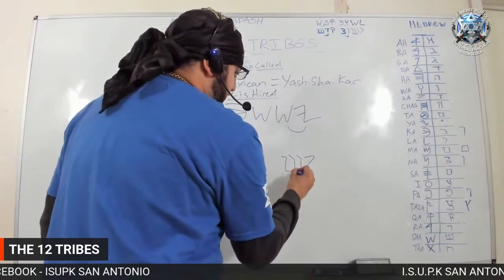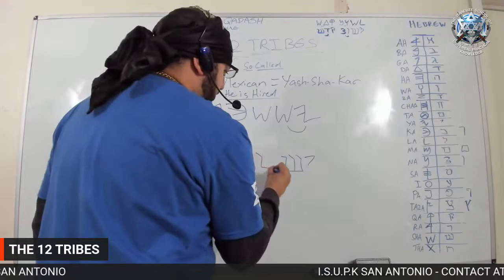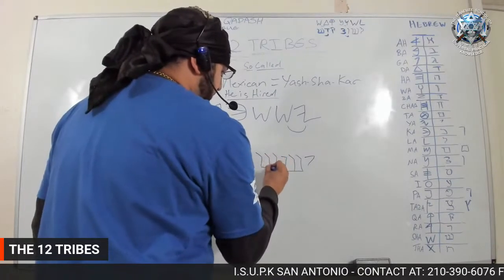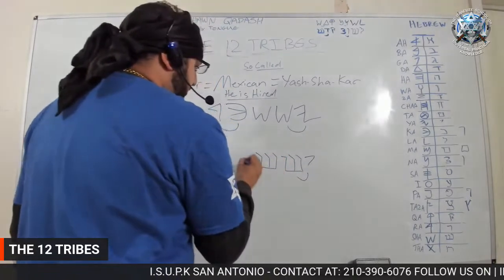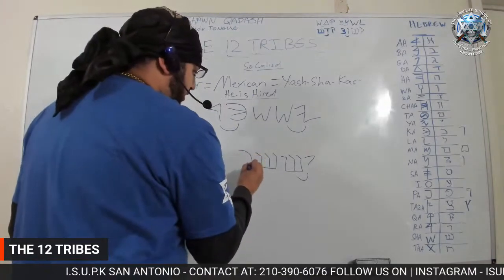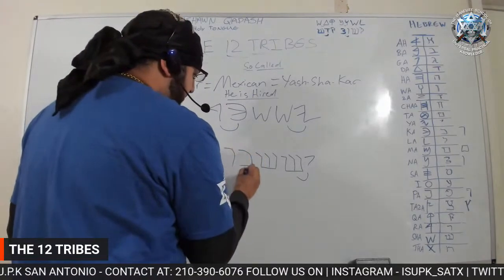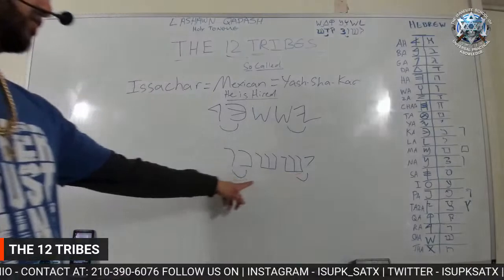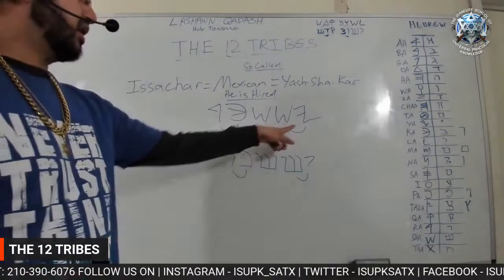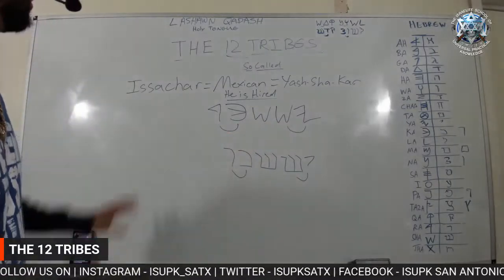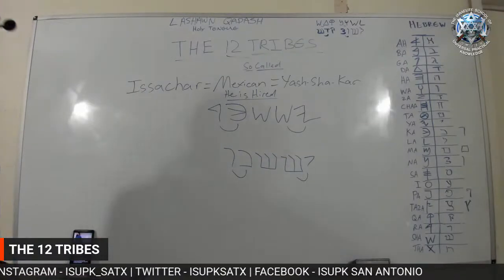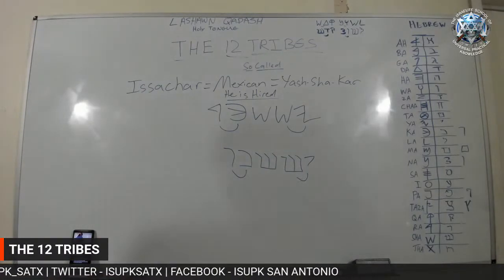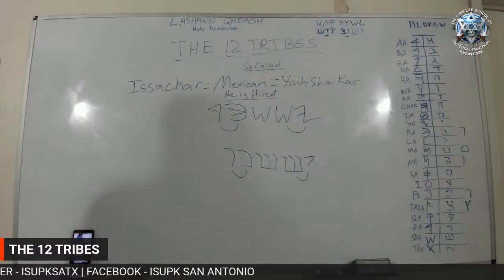Yash, boom. Yash, Shah. Then we have Kar. Boom. Just like that. Yashakar. And that's the tribe of Issachar, the so-called Mexicans. Okay. So-called Mexican tribe.